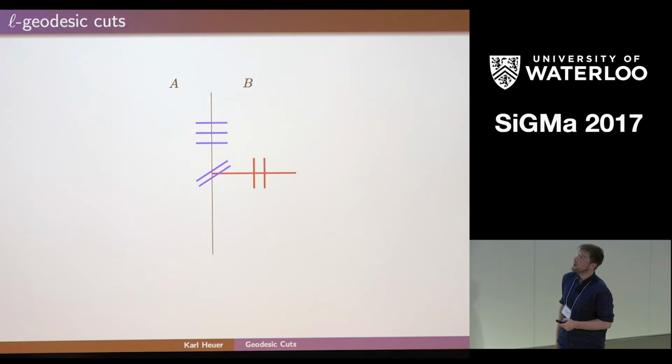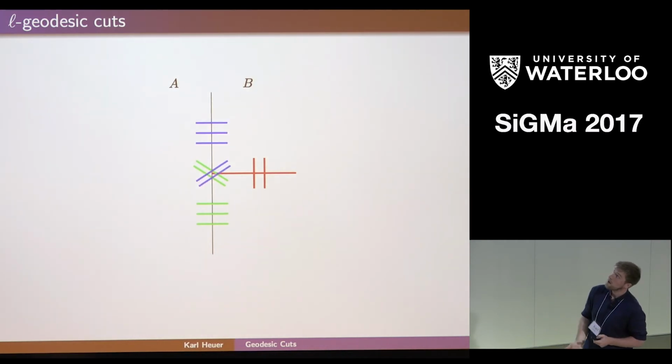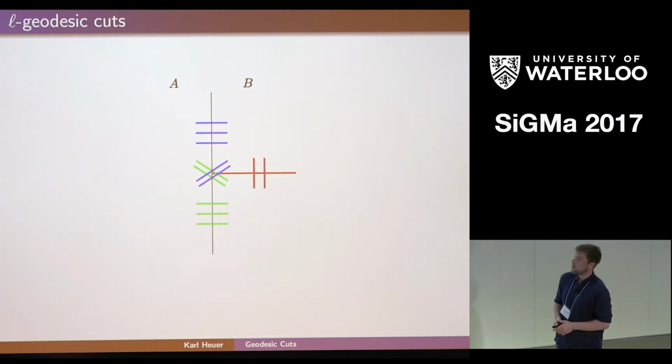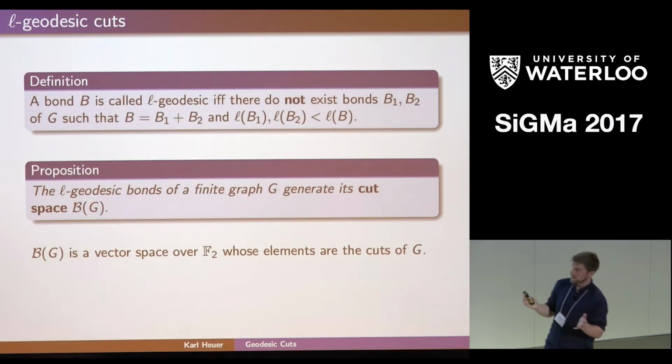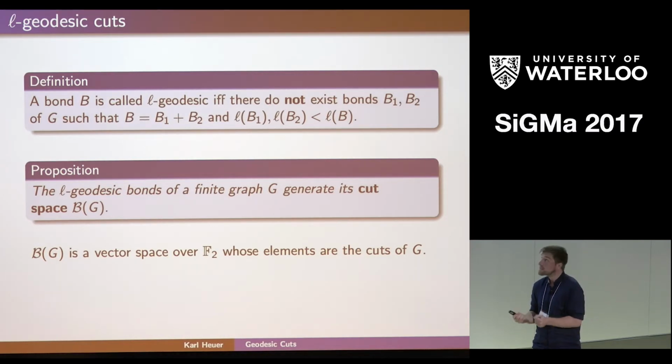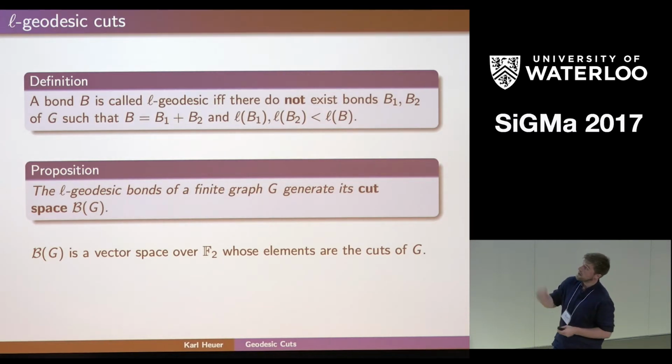But summing this cut together with the one defined by the lower corner gives you precisely all edges of your original cut, and the red stuff cancels out. And, well, because of our definition, this gives you this definition. We get the same statement in finite graphs to generate the cut space. So the L-geodesic bonds in a finite graph generate the cut space of your graph. Well, and the proof is as before for cycles due to this definition.